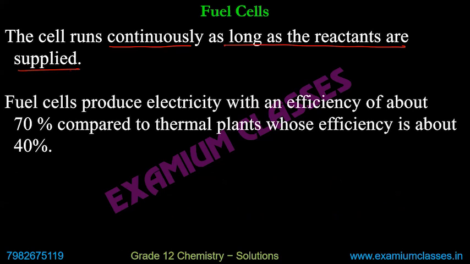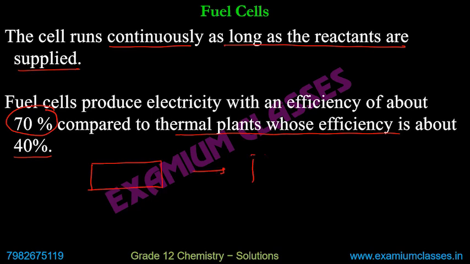Another important thing about the fuel cell: its efficiency is 70%, as compared to thermal plants whose efficiency is only 40%. It means the energy on the left hand side and the energy you get on the right hand side. In a fuel cell, if the energy here is 100%, you get 70% of it, and 30% is lost, used within the reaction or in other processes. 70% you get in a fuel cell, only 40% in thermal plants.